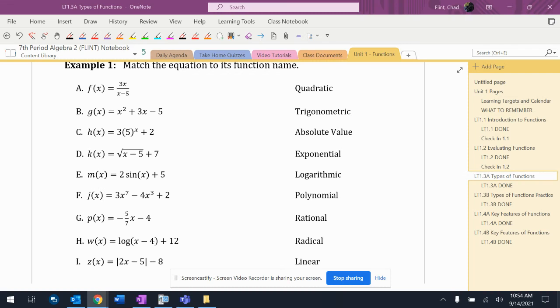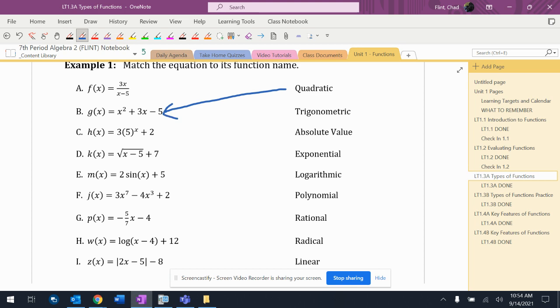Okay, so we got some old school matching here. So what I would do if I was doing this myself is I would go down through and do the ones that I know that are easy first. So I would look for quadratic first because I know that quadratic is always got a square in it. So the quadratic one is, and I'm going to do my matching like this, put an arrow that points to it.